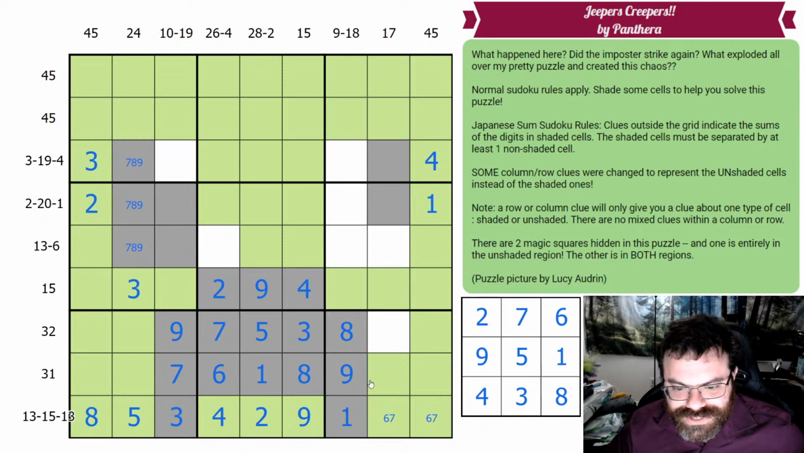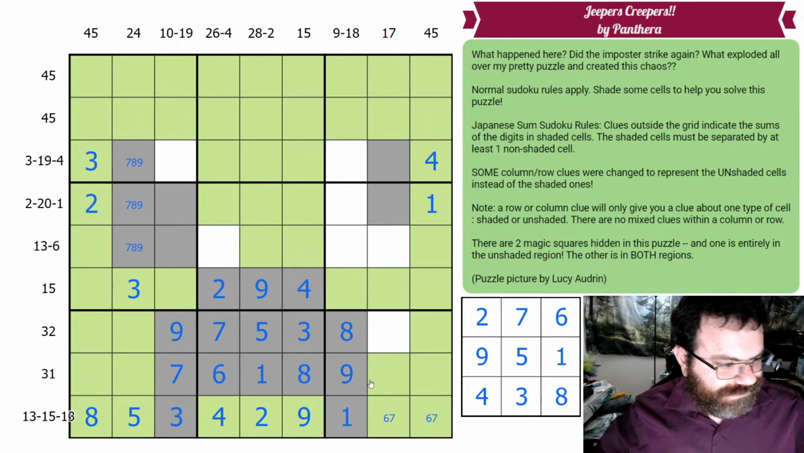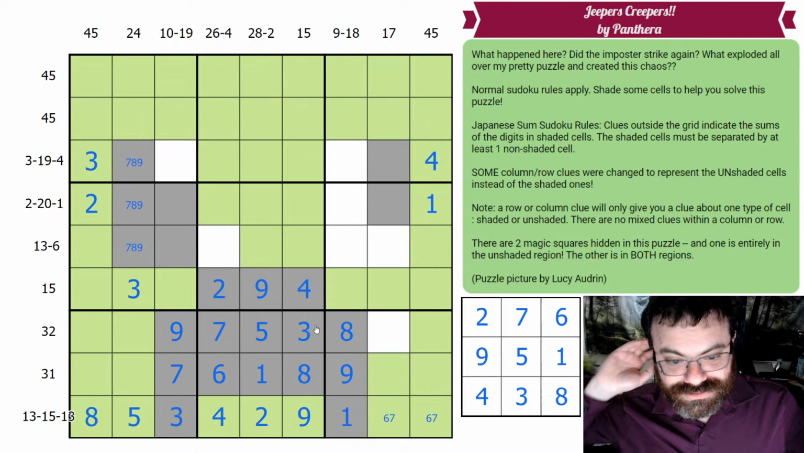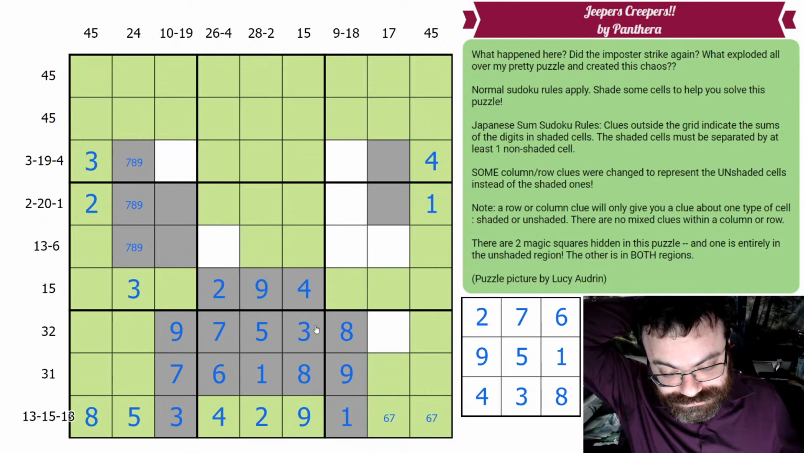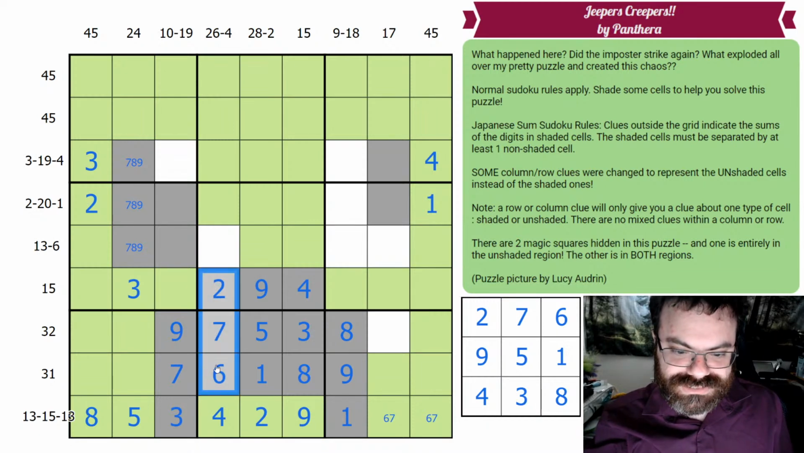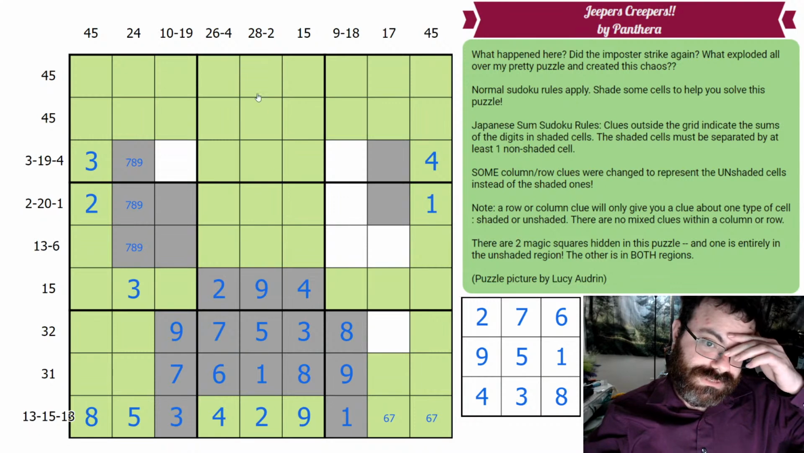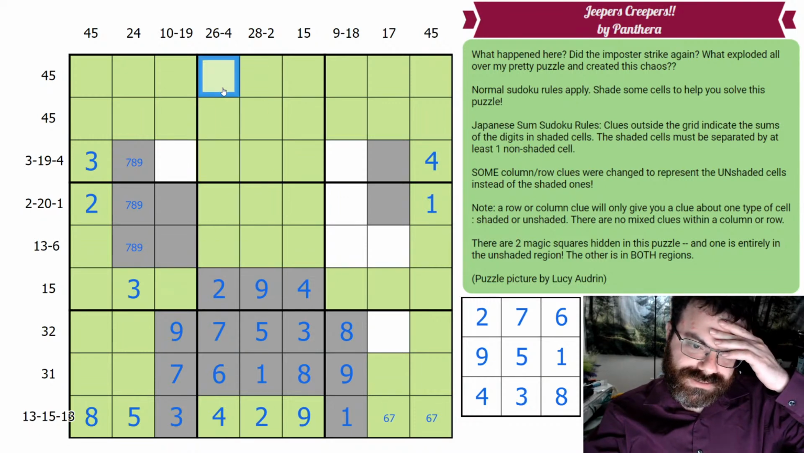We have one magic square. Why do it the easy way when you can do it the hard way? Exactly. These adding to 15 means this has to be green, because the 26 and 4 add to 30.